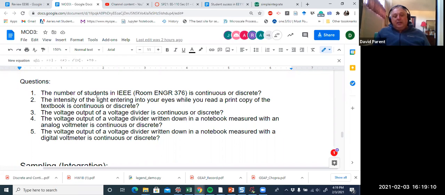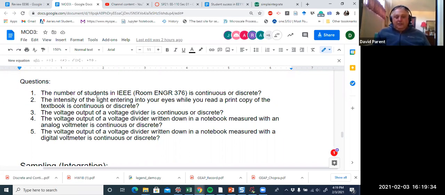Now, the intensity of the light that enters your eyes while you read a print copy of a textbook, even if you're reading in black and white, the values of intensity coming back from the page would be continuous. On the other hand, the output of a voltage divider, those are all continuous time things.